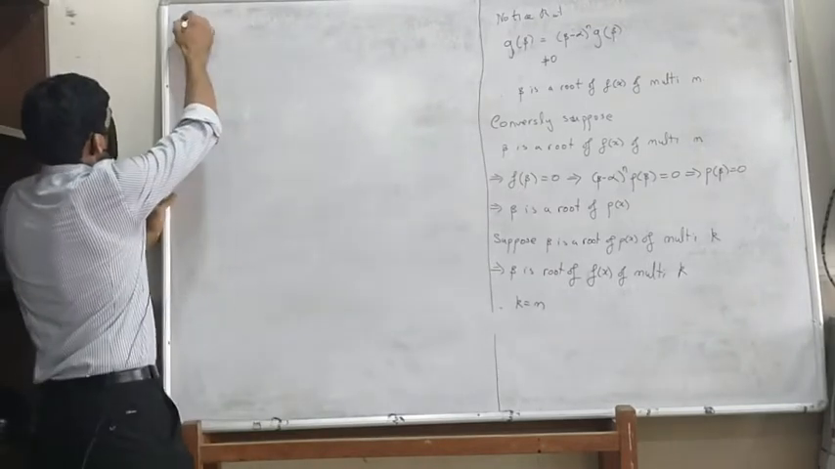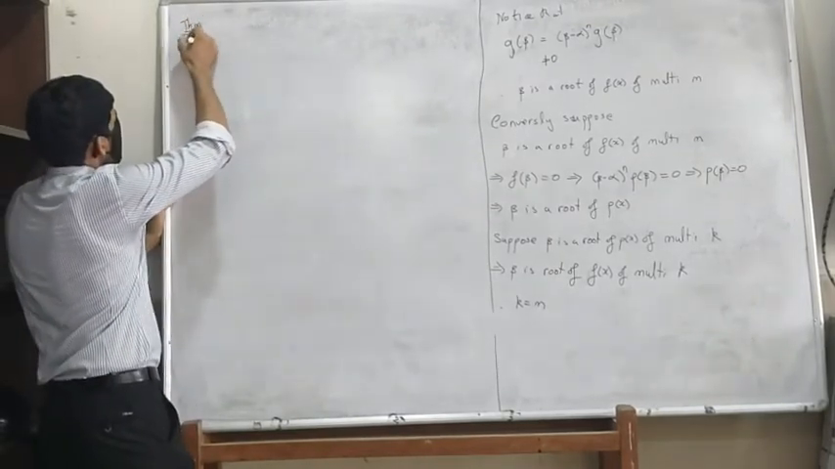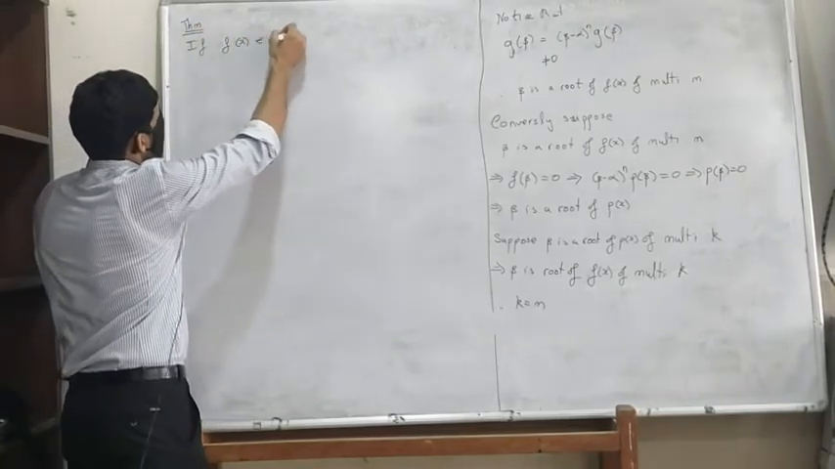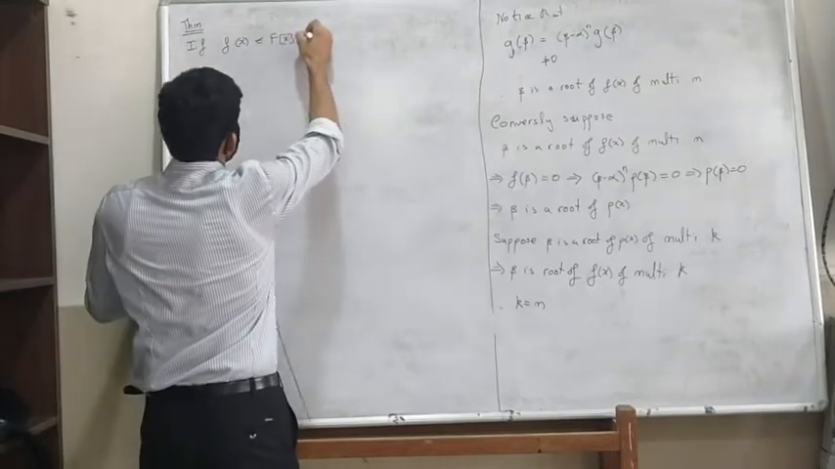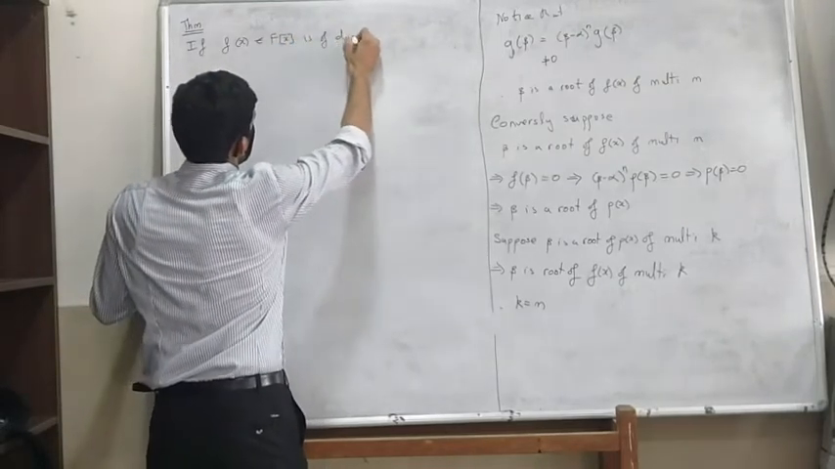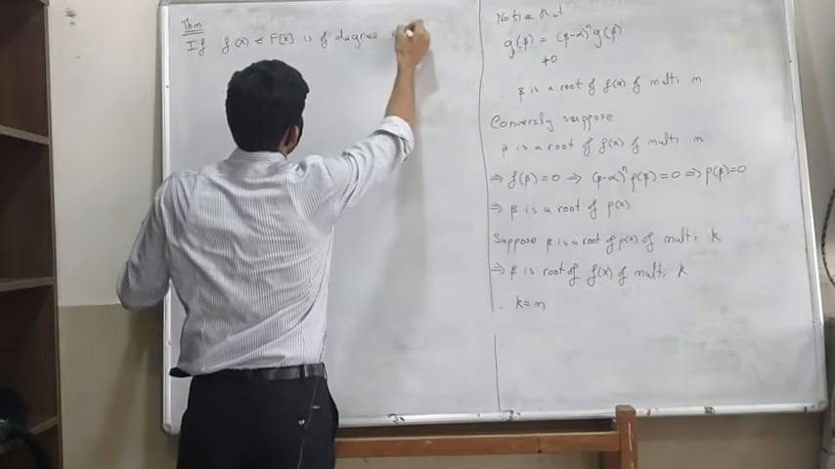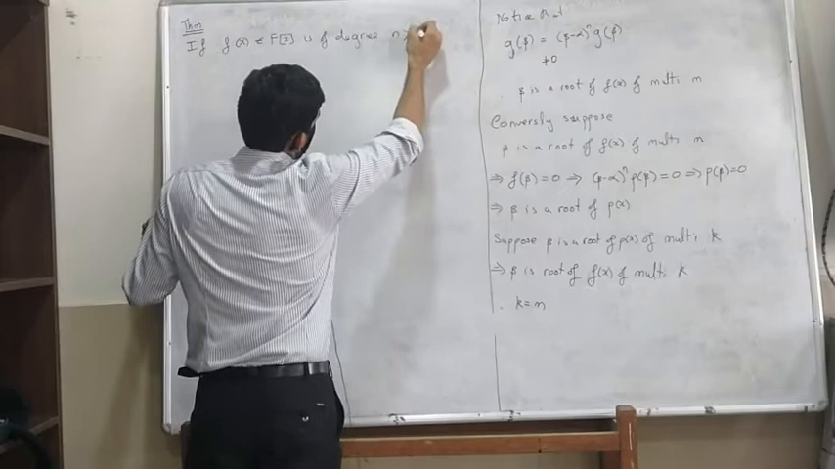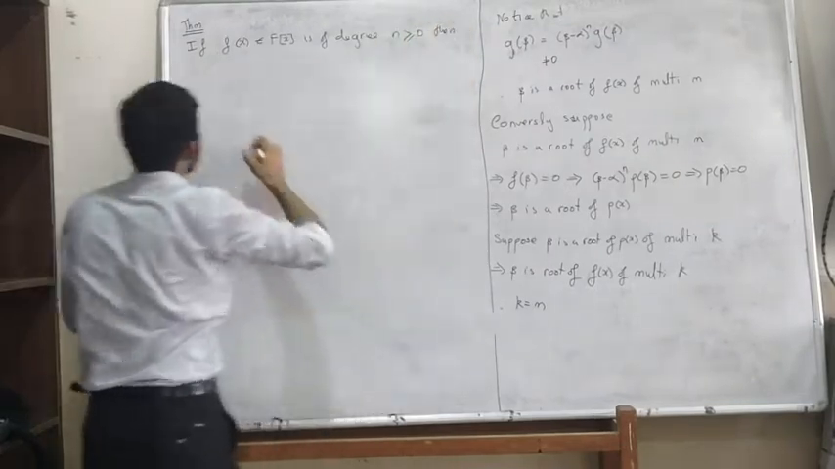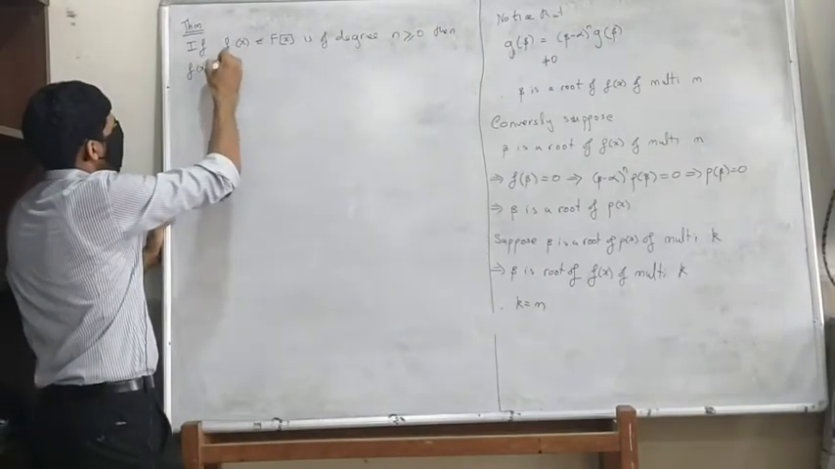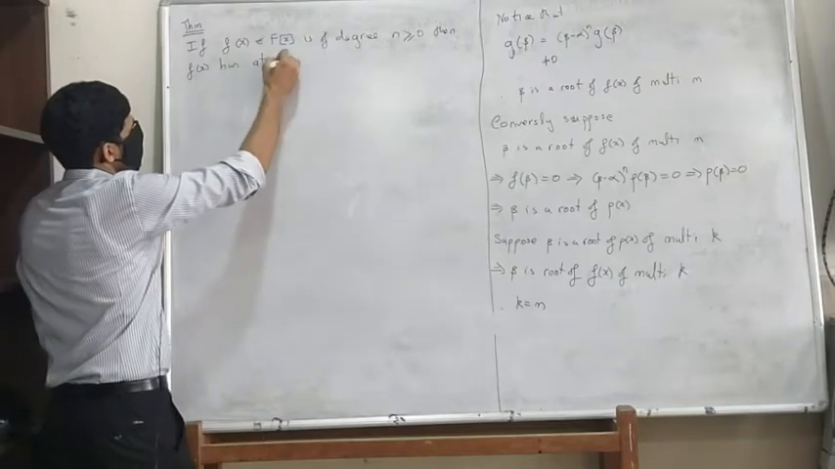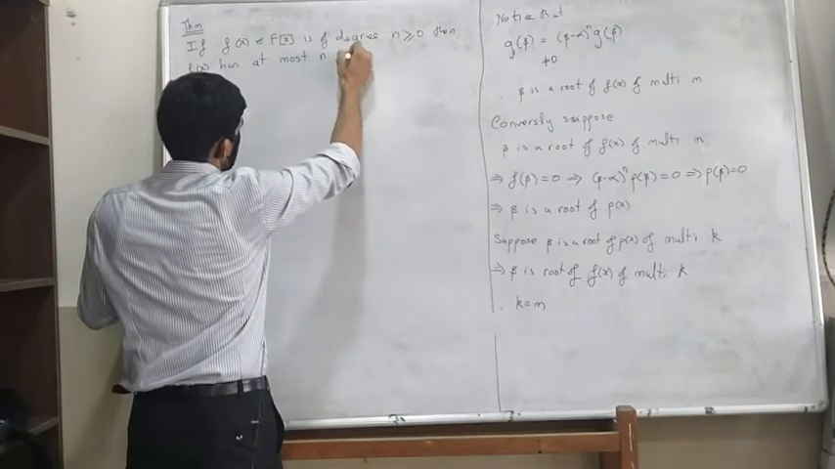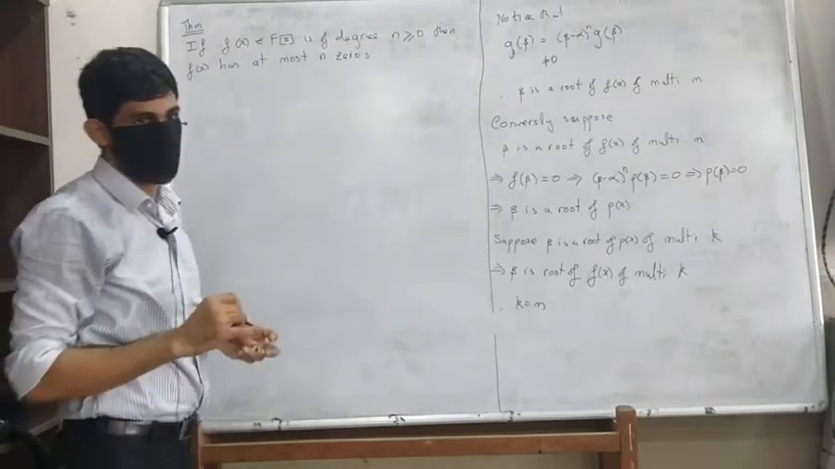Okay, so the next theorem tells us that if f of x in F[x] is of degree n, even then f of x has at most n zeros.